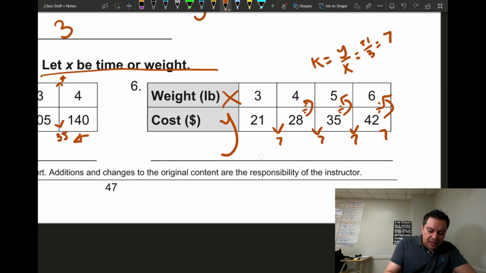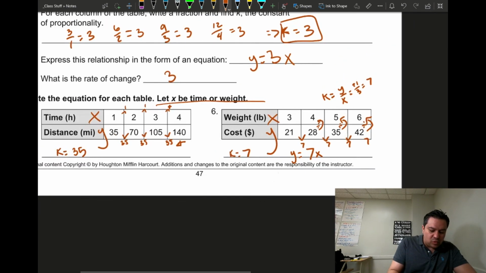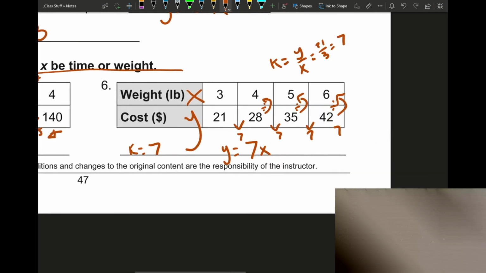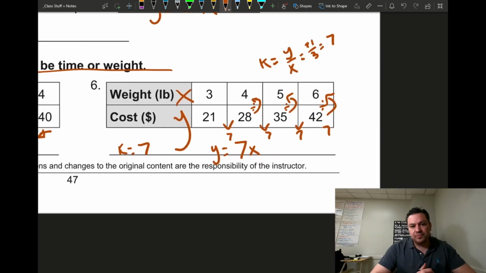So y equals 7x. Or k equals 7. Whatever they're asking. If they ask you just for the value of k, you just put in that number. If they ask you to put it back into the equation, you're going to put it like that. y equals 7x. Okay?